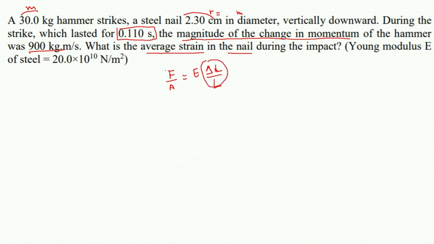Now let's get the force. We know Young's modulus, and we know the cross-sectional area. What is the cross-sectional area? Of course, it's pi r squared, where r is half of the diameter. So the question is, what is the average force? Well, let's get the average force.